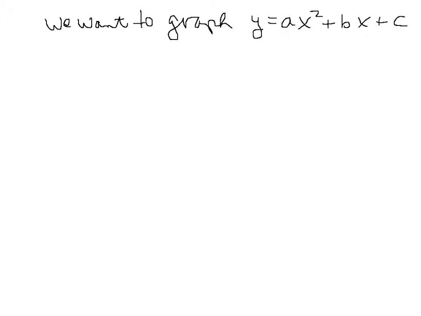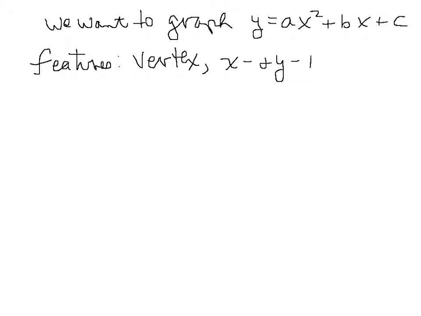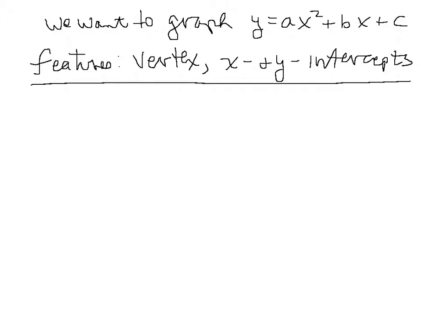So in general, we want to graph a general quadratic which is given like that. And the features that we're going to keep in mind are the vertex and the x and y intercepts. So we want to try to make sure we know what those are, if possible. In general, the x-intercepts, the roots, may be the most challenging ones to find.